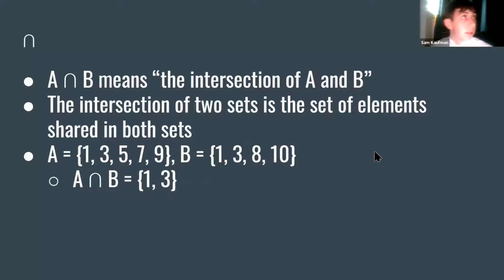All right. This upside down U means intersection. So this is the intersection of A and B, or A intersection B. Intersection is the set of elements that are shared between two sets. So if we have these two sets that are the same as the ones from before, 1, 3, 5, 7, 9, and 1, 3, 8, 10, their intersection is the set 1 and 3, because 1 and 3 are the elements that are in each set.